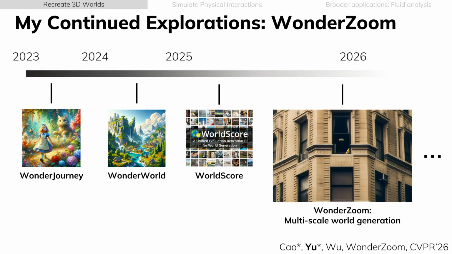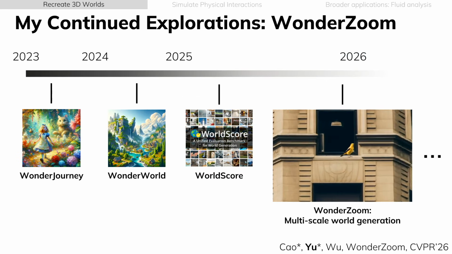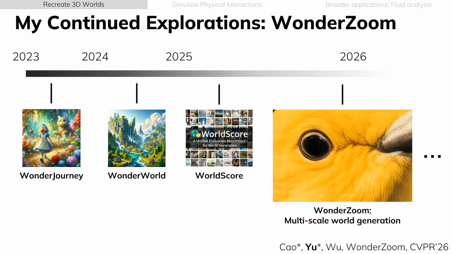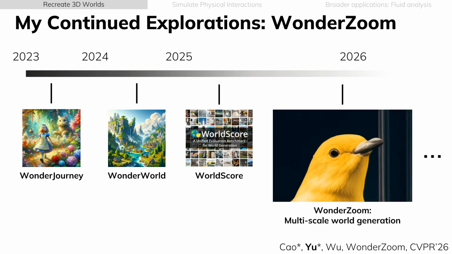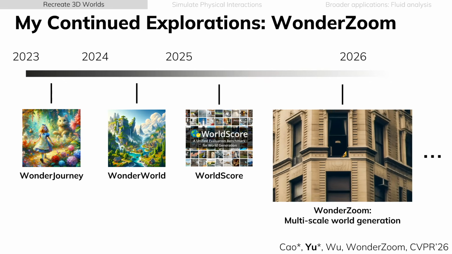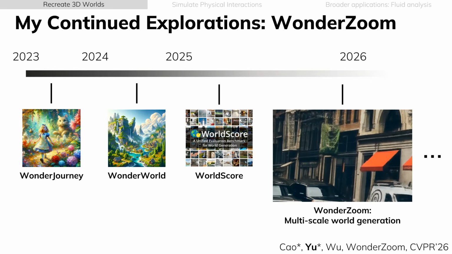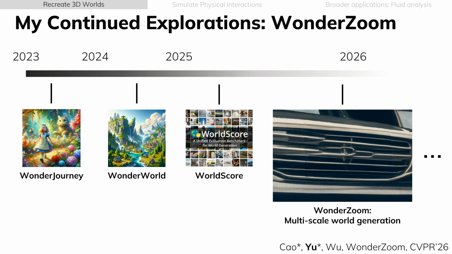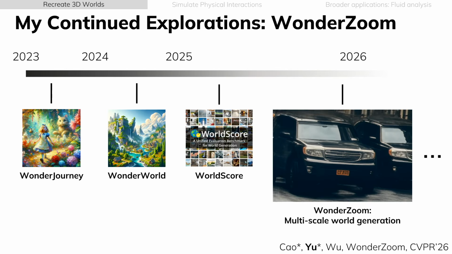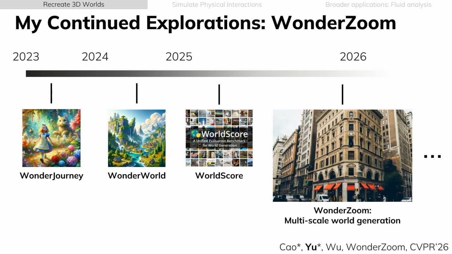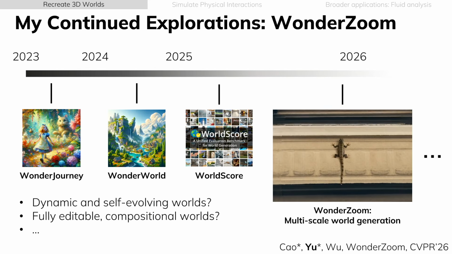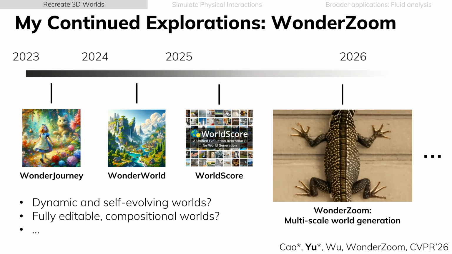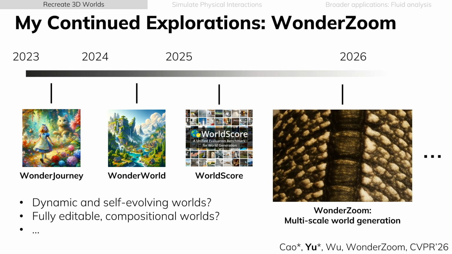And besides the evaluation problem, recently I identified a new open challenge in my work, Wonder Zoom, that is multi-scale world generation. Although all existing work on world generation focuses on single-scale 3D scenes, the world is intrinsically multi-scale. For example, you can zoom in from a city-level overview all the way down to the fine-grained details of the feathers of a bird or to the details on the car. Both World Score and Wonder Zoom present new problem definitions, and I believe there are many more such exciting open challenges waiting to be explored.